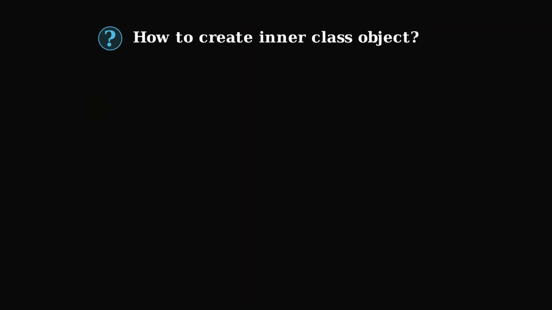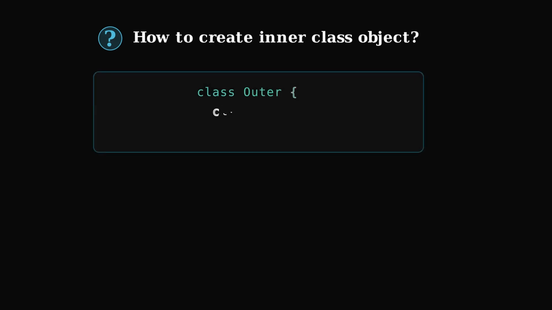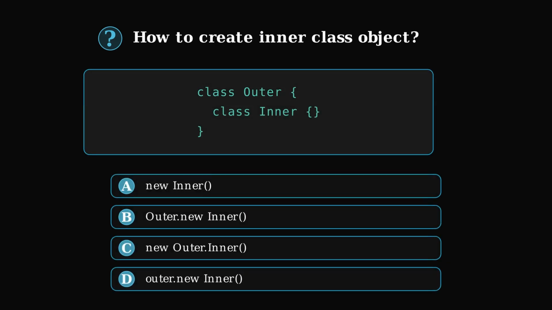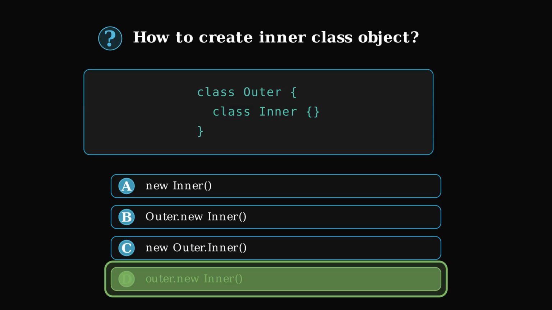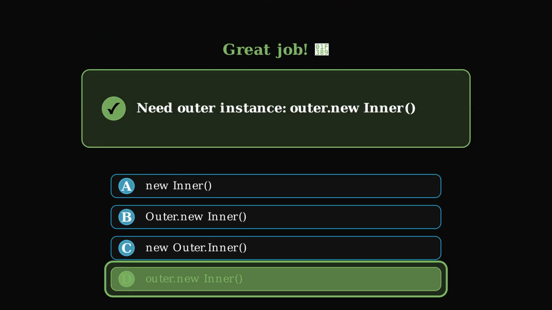How to create an inner class object? Which one is correct? The correct answer is: need an outer instance, outer.new inner.